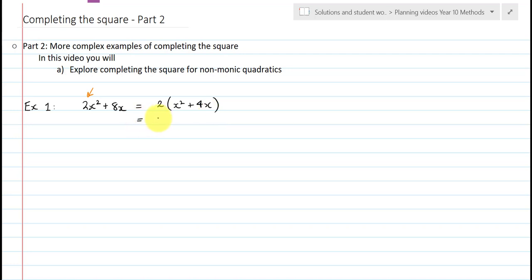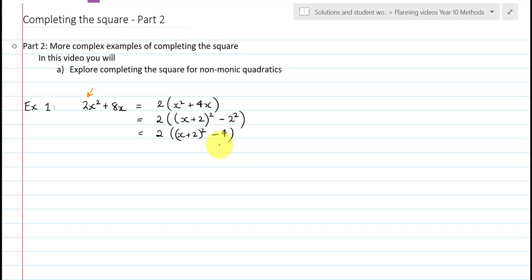Now we go on the inside here and we complete the square on this inside function. So it becomes x plus 2 squared, because our b value is 4 and half of 4 is 2. But then we have to subtract that 2 squared. And that is based on our previous work. It also takes away the additional 2 squared that we'll get when we expand that x plus 2 squared. And so this becomes 2 times x plus 2 squared minus 4.